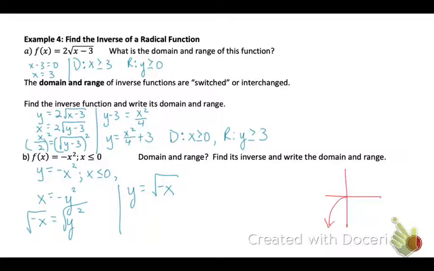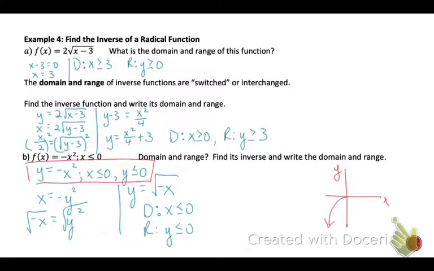Let's go back to the original and just specify what the range is. So that's all the y values that are less than or equal to 0, and you can see that happening on the graph over here. So for the domain and range of our inverse, we are simply going to look at the range and domain of our original. They're both less than or equal to 0. That's just a property of inverses. The domain and range are just switched or interchanged from the domain and range of the original.